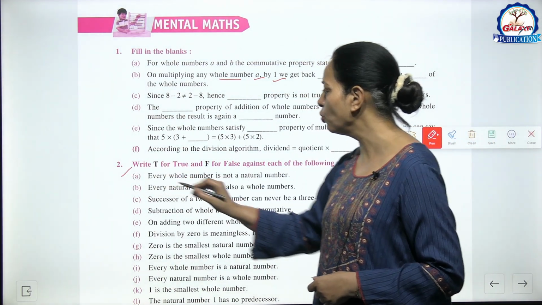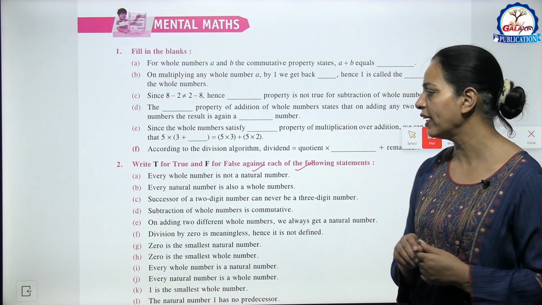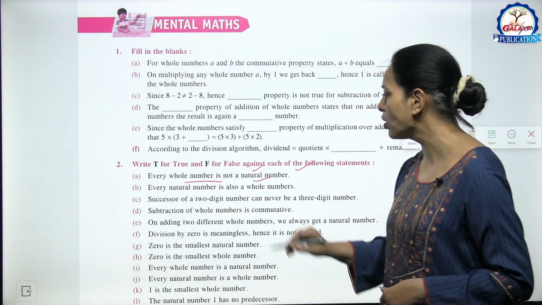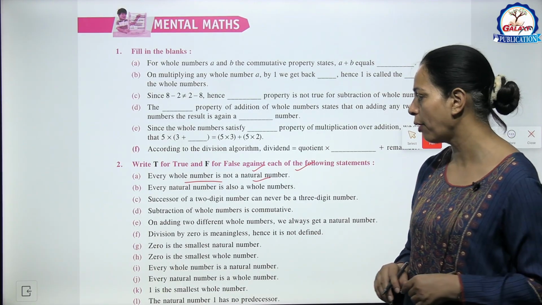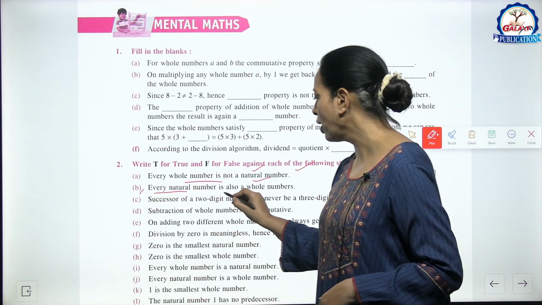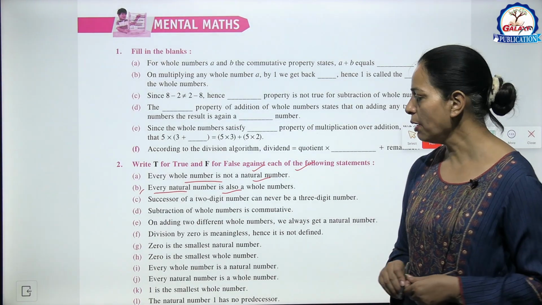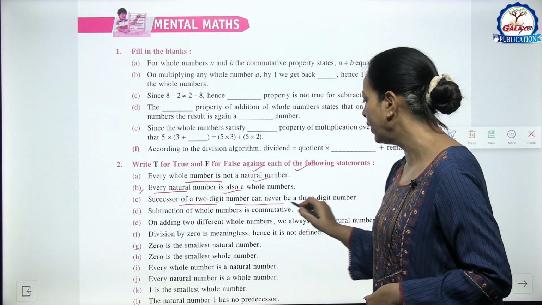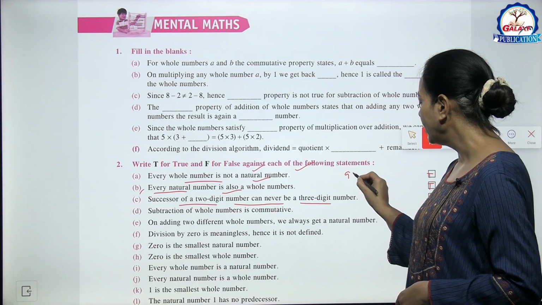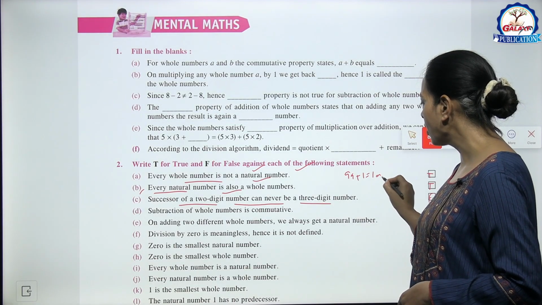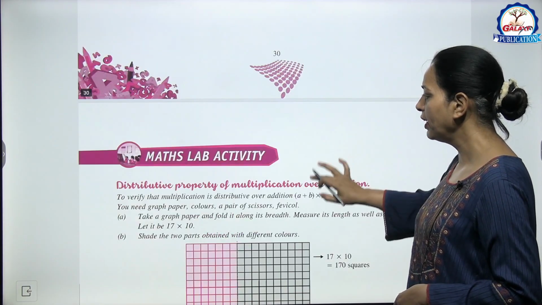Now come to question number 2. Write T for true and F for false against each of the following statements. Like A part, every whole number is not a natural number. Yes, this is true because 0 is not a natural number. B part, every natural number is also a whole number. Yes, this is true. C part, successor of a 2-digit number can never be a 3-digit number. No, this is false. If we take 99, its successor is the 3-digit number 100. So this statement is false. Similarly, you can try the remaining statements.